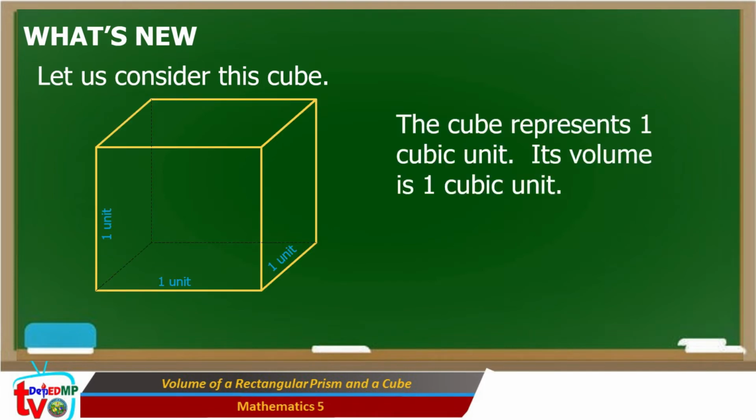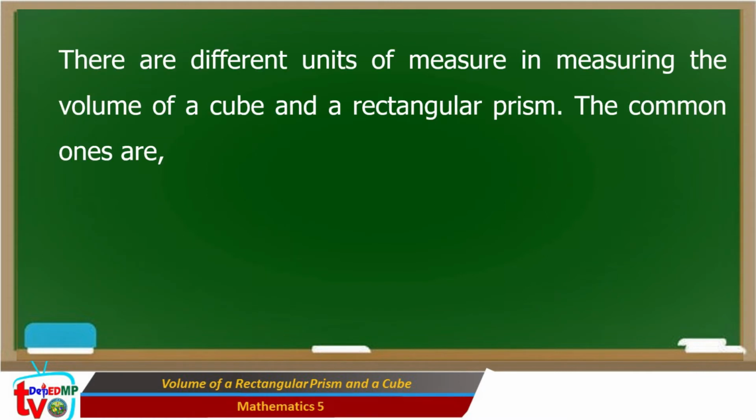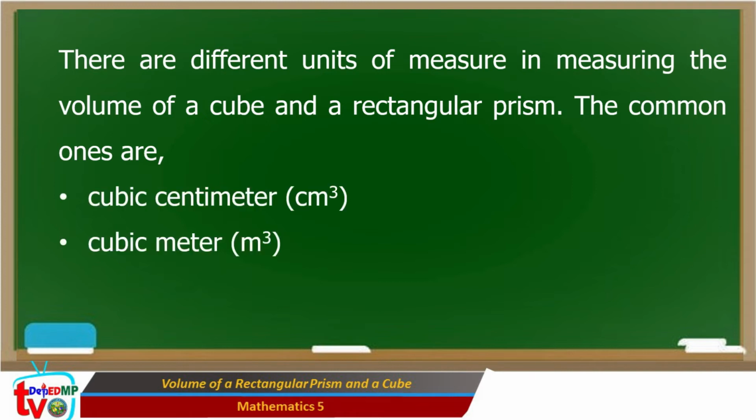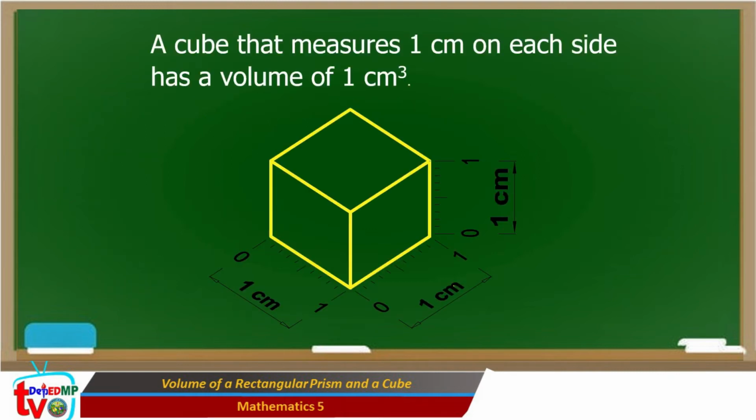The cube represents 1 cubic unit. Its volume is 1 cubic unit. Since the length is 1 unit, height is 1 unit, and the width is 1 unit. There are different units of measure in measuring the volume of a cube and a rectangular prism. The common ones are cubic centimeter, cubic meter, and liter. A cube that measures 1 centimeter on each side has a volume of 1 cubic centimeter.